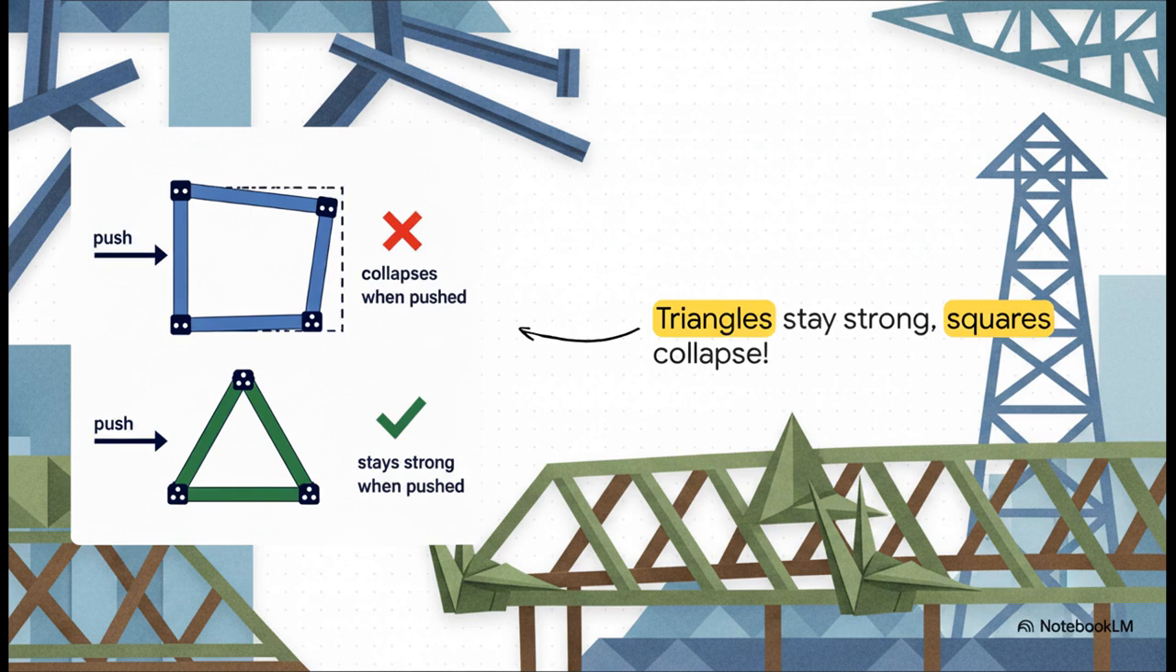Okay, so let's see how these invisible forces actually dictate the shapes we use to build things. Check this out. If you build a square frame and just push on one corner, it totally wobbles and collapses into a slanted diamond shape. Not great for a building, right? But the triangle. The triangle is the ultimate hero shape.